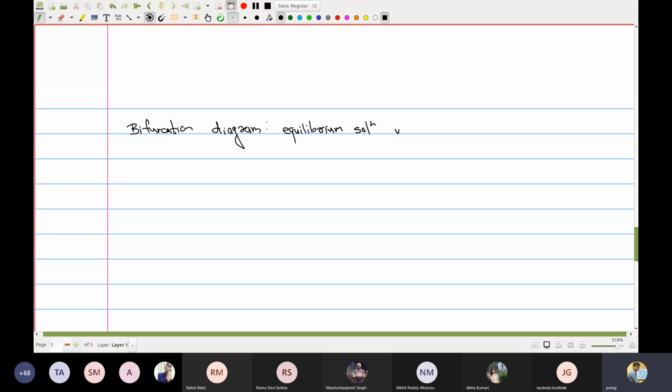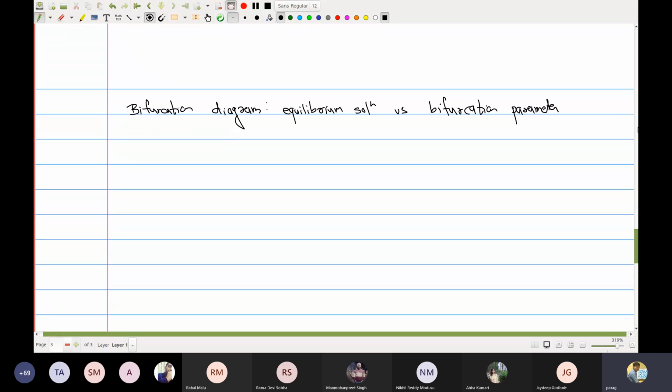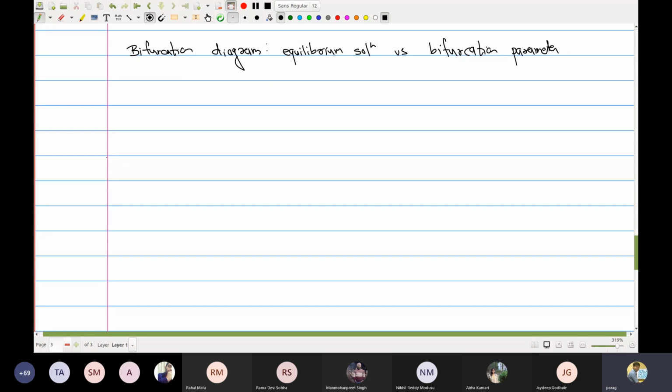Solution as a function of bifurcation parameter. How do the equilibrium solutions vary as a function of the bifurcation parameter? Well, I already have this: xe equal to 0, xe equal to root a, and xe equal to minus root a. So equilibrium solution xe, bifurcation parameter a.